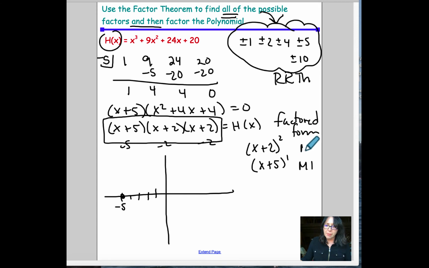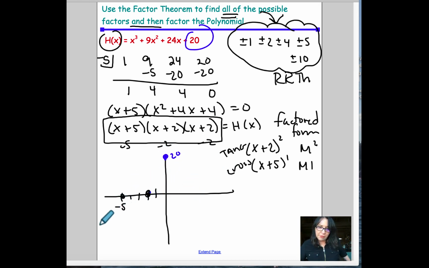2 of them gives me a multiplicity of 2. So that means at negative 2, my graph here is going to be what we call tangent. And then here, it's going to cross. Anyway, my y-intercept is positive 20, way up here. And I know because it is a cubic, right arm up, it's going to go up. So this has to go up.